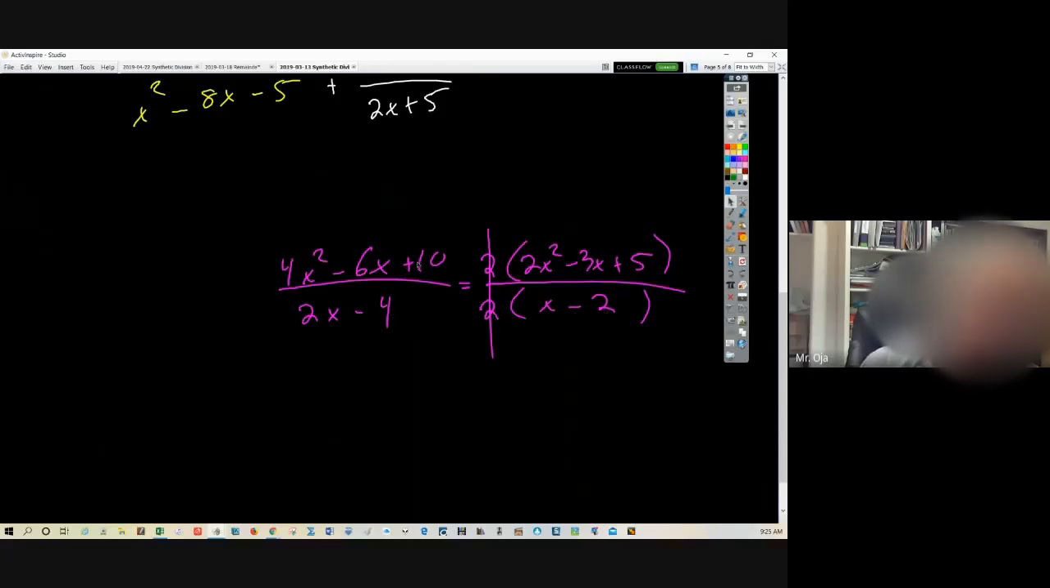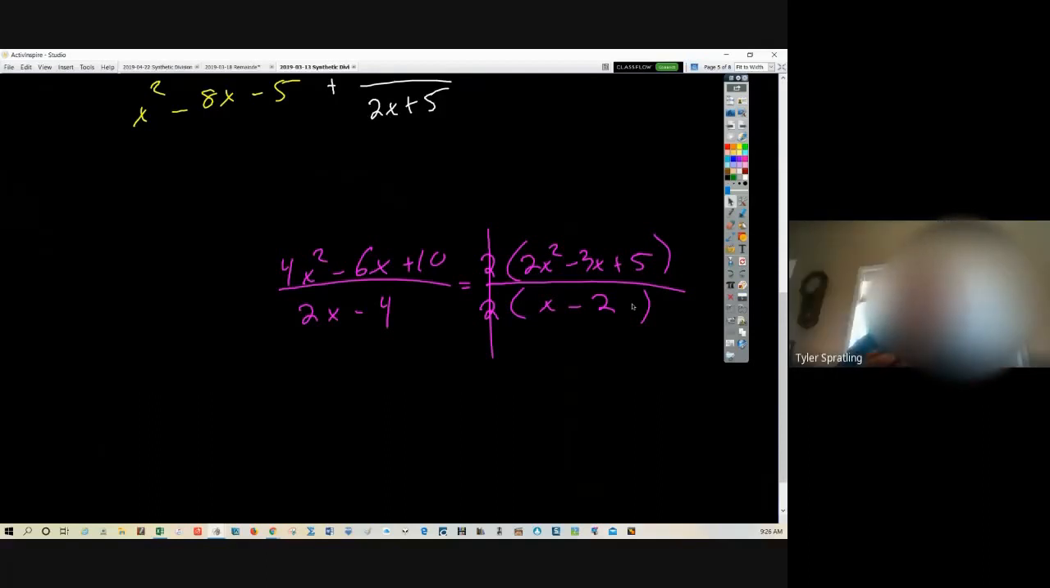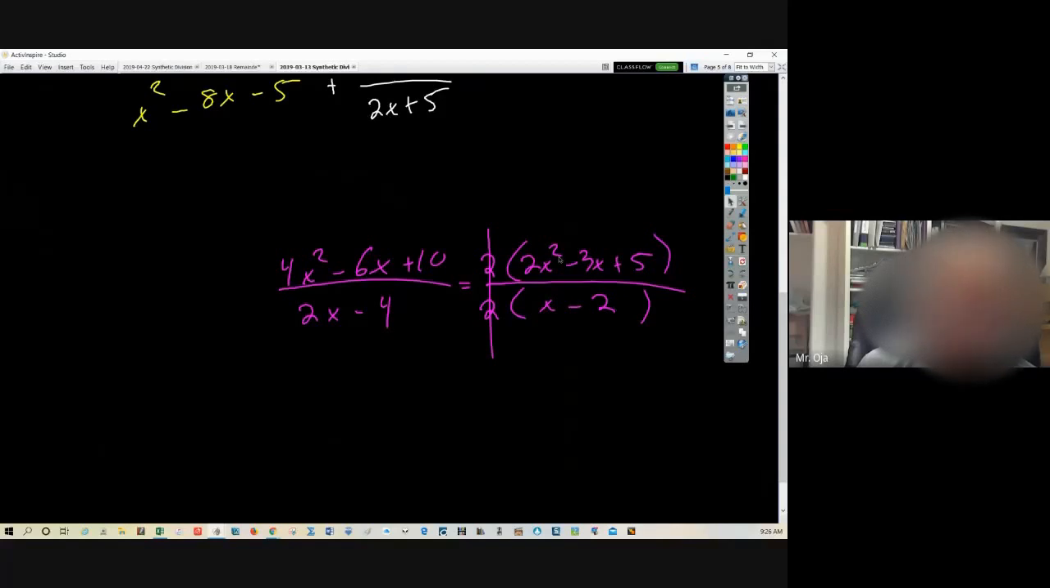On the top, when I undistribute a 2, I get my 2 out front, which I can cancel. And then I'm left with 4x squared divided by 2 is 2x squared. -6x divided by 2 is -3x. And 10 divided by 2 is 5. So what happens is, then I just get a simpler synthetic division problem to do. No fractions. Then this would do 2 divided by 2, -3 and 5. Exactly. Yeah, and now we just do a regular.